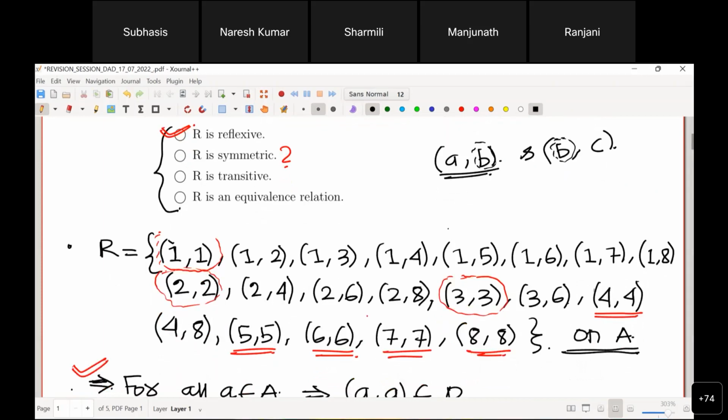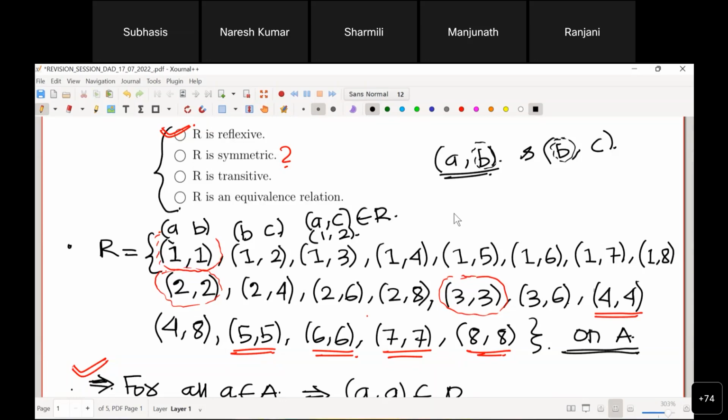So suppose this is my first element, 1 comma 1. If I take my second element to be 1 comma 2, so this is my a comma b and the second element is my b comma c, then I need to check whether a comma c is in R or not. So what is a comma c now? a comma c is 1 comma 2, right? So you can easily say that 1 comma 2 is in R.